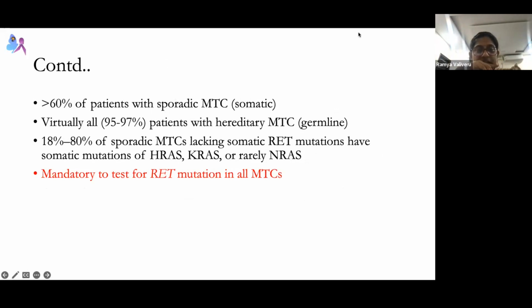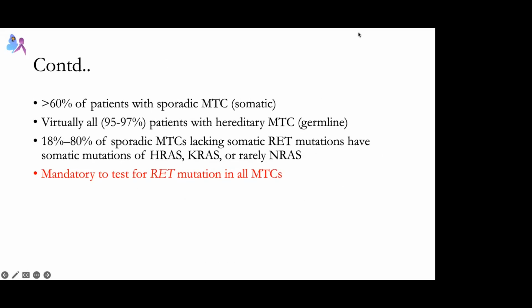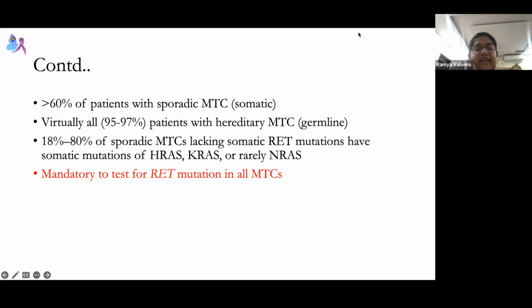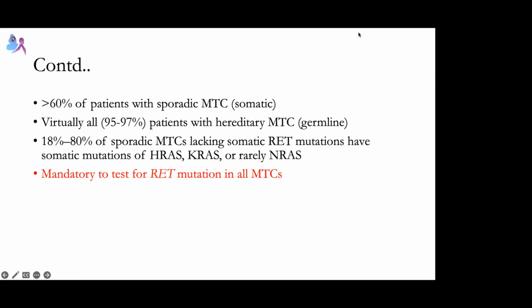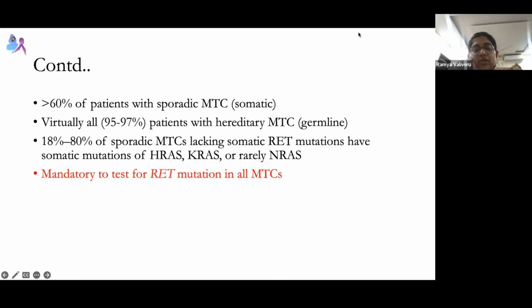So what is the most common codon mutation in somatic MTC? In somatic mutations, I think M918T is the most common. Correct.